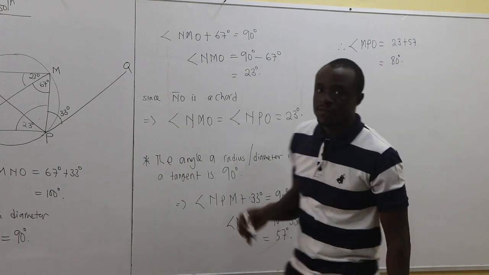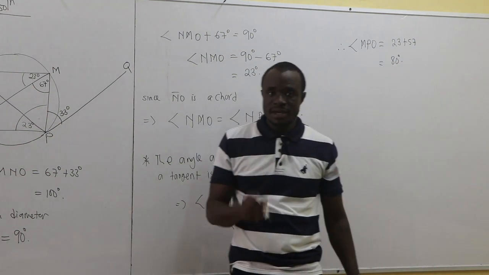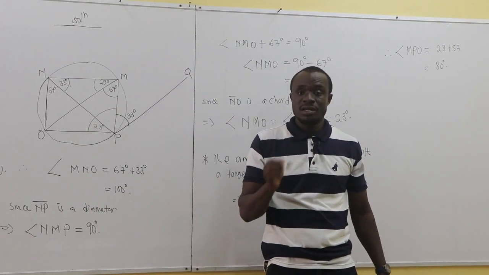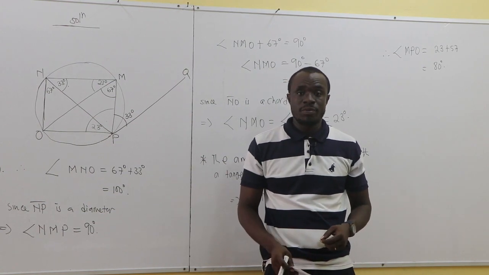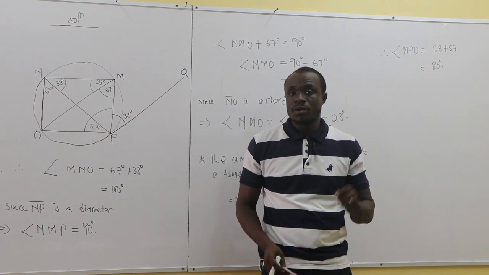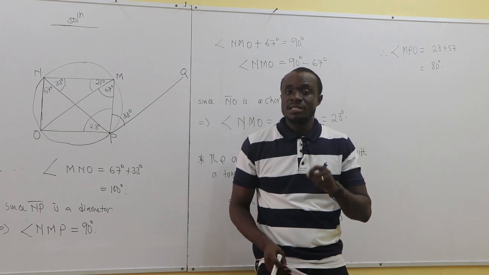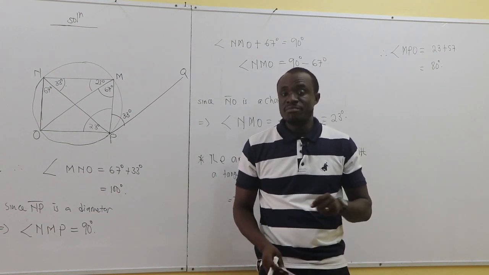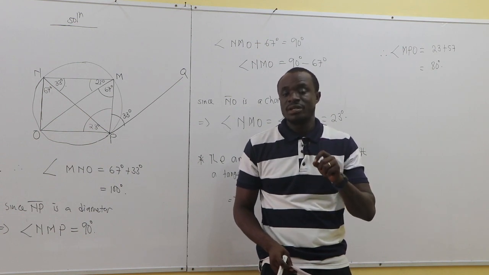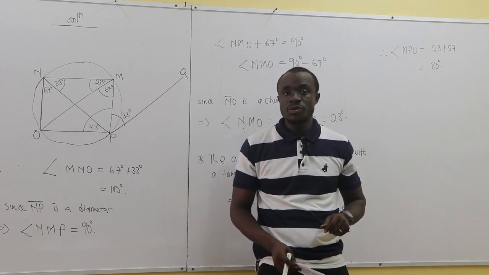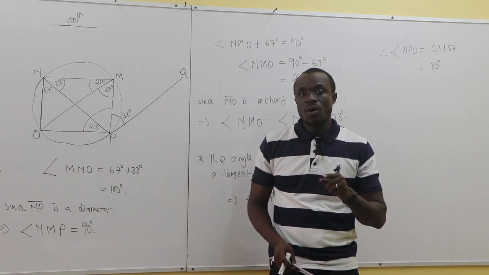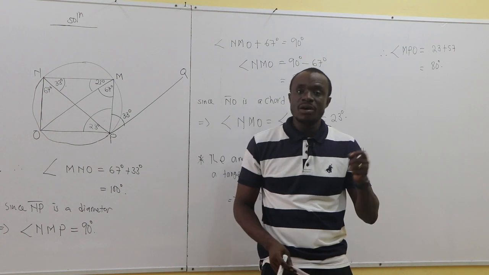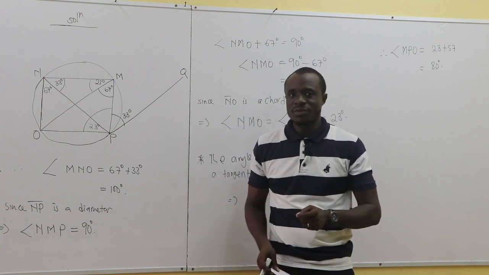That's very, very easy. So the angle a tangent and a diameter or radius make is equal to 90 degrees. So we use basically three properties. The first one, the angles a chord makes in the same segment at the circumference are the same. And then we also use that the angle a diameter makes at the circumference is 90 degrees. We also use the angle a chord and the tangent make is equal to the angle the chord makes in the alternate segment. That is very, very easy.